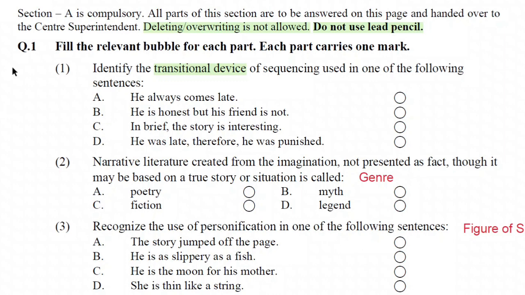So look at the first sentence. He always comes late. There is no transitional device used in this sentence. Look at the second one. He is honest, but his friend is not. This is transitional device of comparison. Hence, this cannot fit. This is a transitional device, but this cannot fit in the transitional device of sequence.